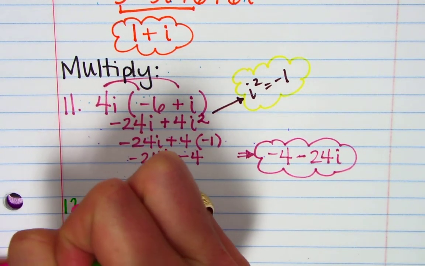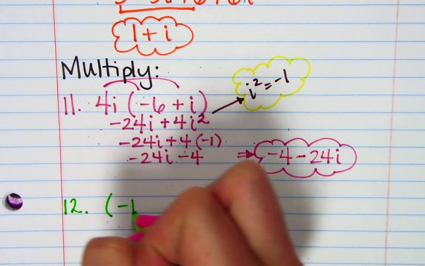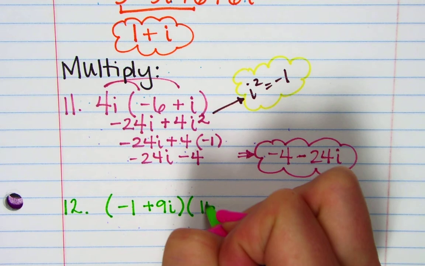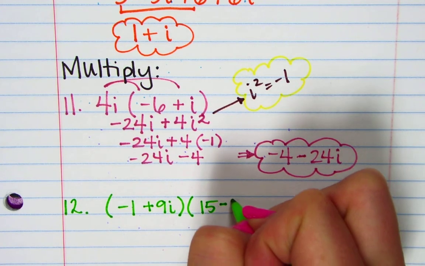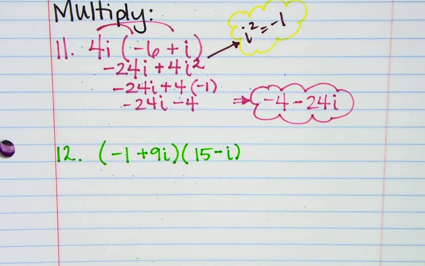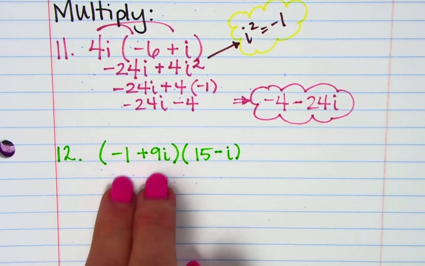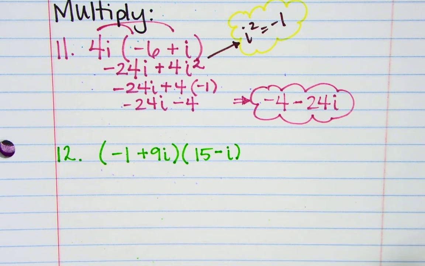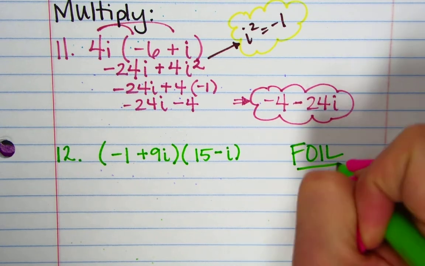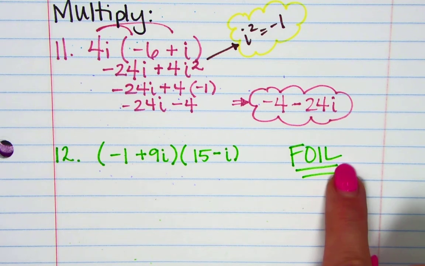2 more. Number 12. -1 plus 9i and 15 minus i. This is like what we did last class. We multiplied binomials. What method did we use? Who can remember? I know it was like 11 or 12 days ago. FOIL, good. We used FOIL, exactly. Good memory, ladies. FOIL: first times first, outside times outside, inside times inside, last times last.